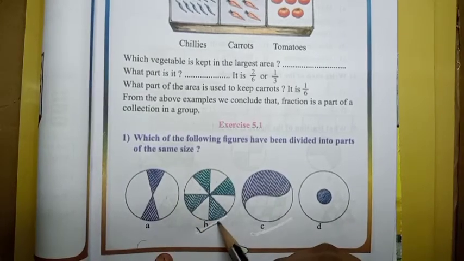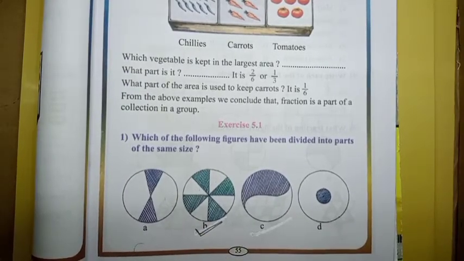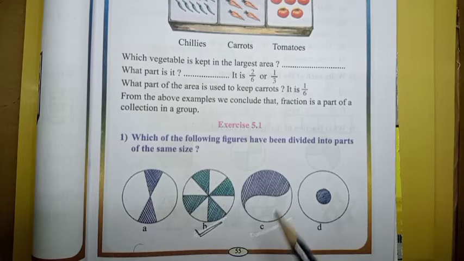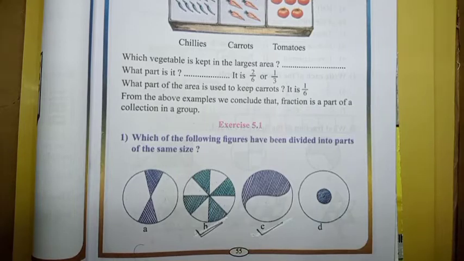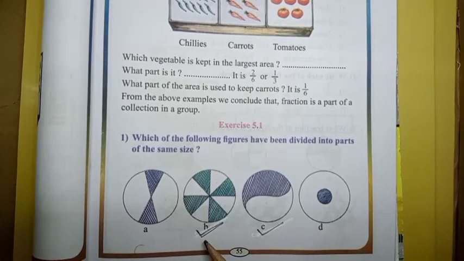So tick this option. Let's look at C. Are the two parts divided into the same size? Yes. So tick. Are the two parts divided into the same size? No. One is small, one is big, right? So not. Only options B and C are divided into equal parts. Let's look at the next.